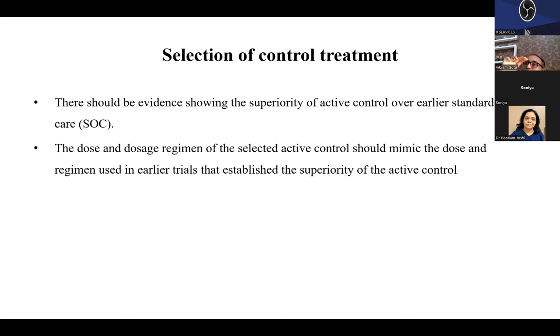And the correct dose and dosage regimen of the current standard should be used. For example, cisplatin is used at 100 mg per meter square in a certain indication, which is standard. So when you're doing an equivalence study, you should use the same dose of cisplatin in the control arm. You cannot take a lower dose, say only 50 milligram per meter square, and demonstrate equivalence, because that is not the standard. Whatever was the standard, you should take that as the control at the right dose and regimen. Regimen is for how long you're going to give and so on.